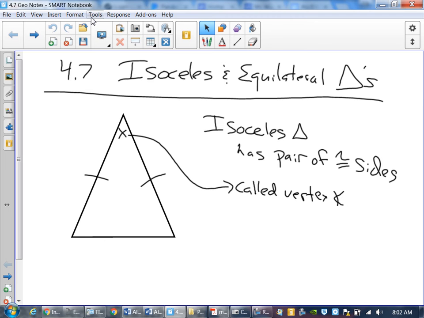So if you think about it, when you have an isosceles triangle, it kind of shows like it's a side angle side. Remember, the angle will be between the two sets of congruent sides. Okay? Now, a couple of ways that isosceles triangles are written out. You can write them out two different ways.